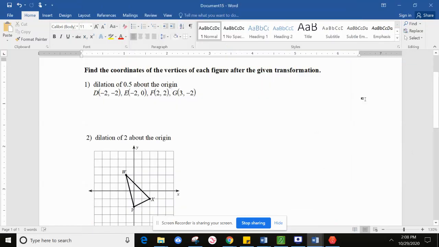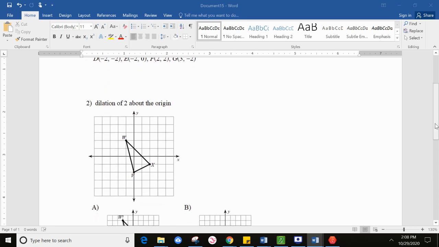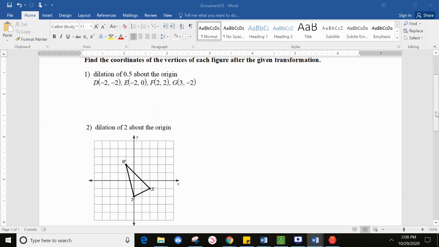I want to talk about some dilation. The couple of questions I'm going to ask you to do would be to maybe tell me what the coordinates would be after a given transformation or dilation of a certain amount. And then what would the graph actually look like? How would you graph it after a given dilation scale factor?